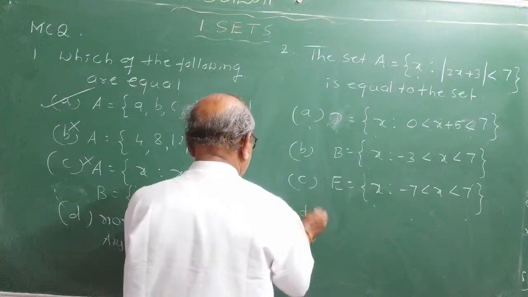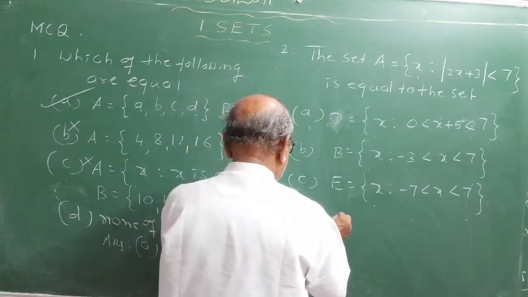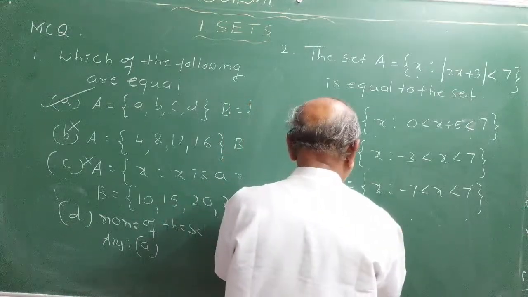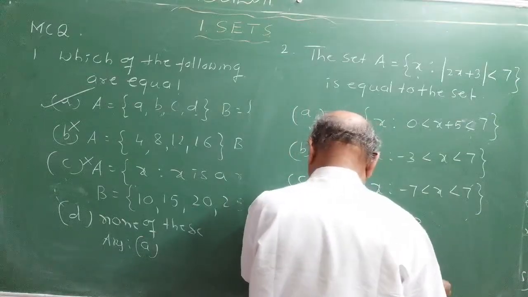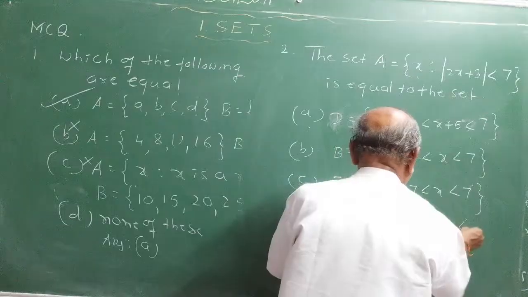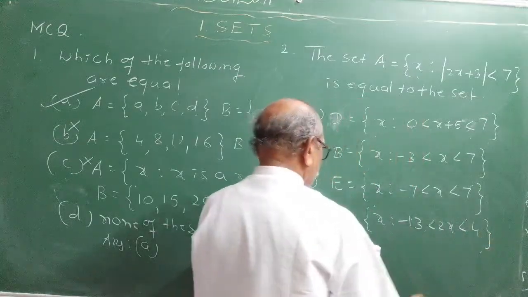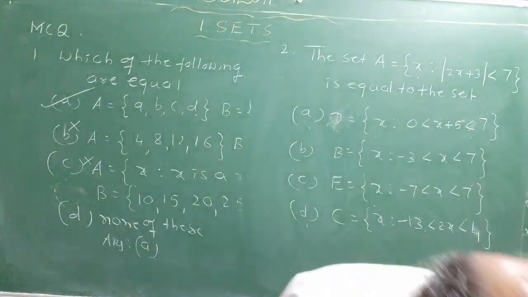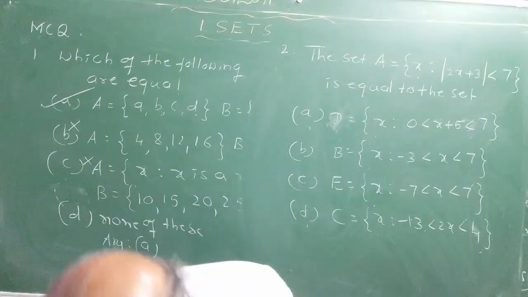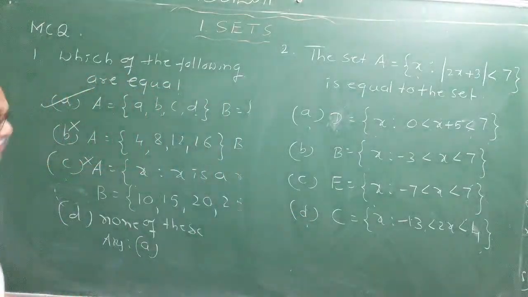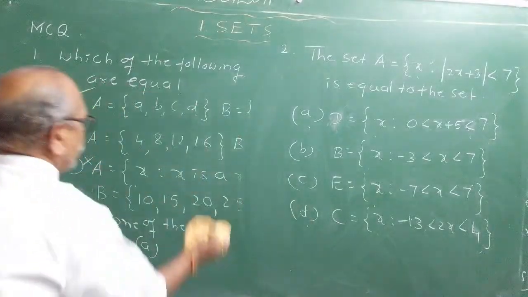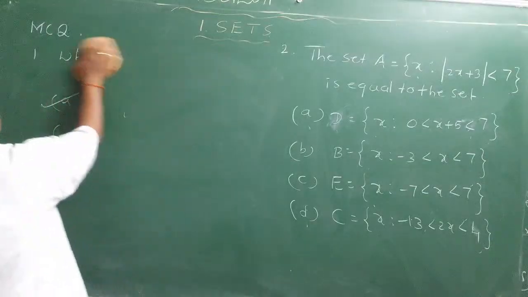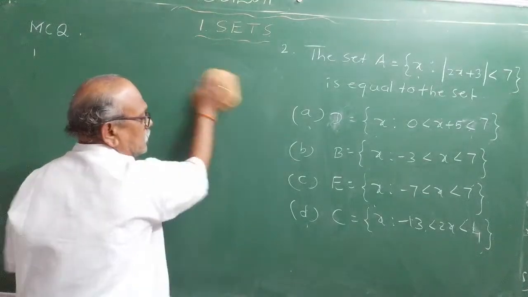Option D, set C is equal to the set of all x such that minus 13 is less than 2x, 2x is less than 14, less than 4. Choose the correct option. Study them and try to answer. Multiple choice questions, very important.